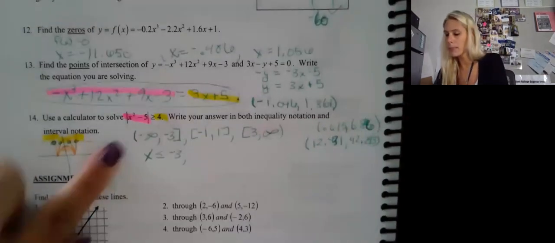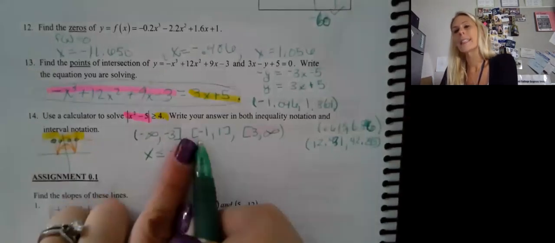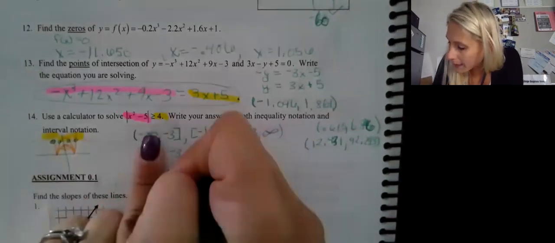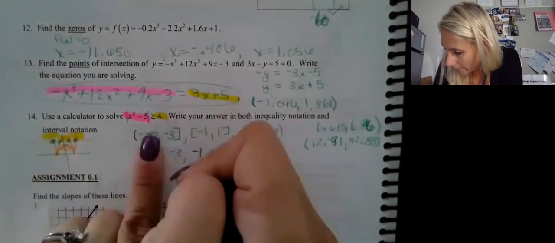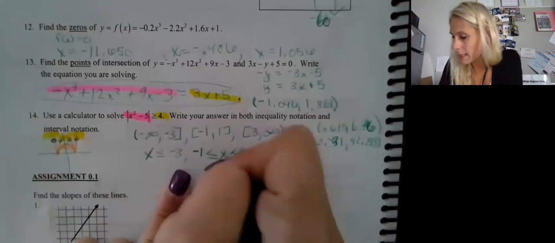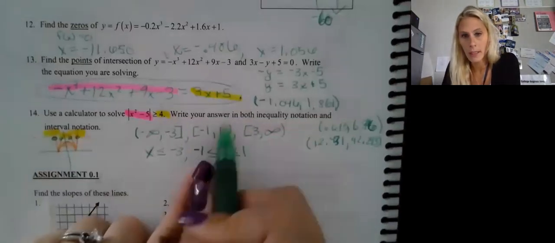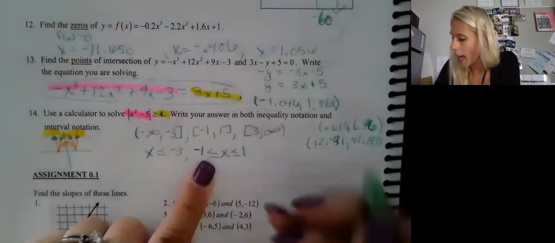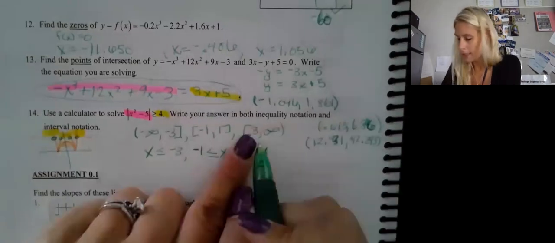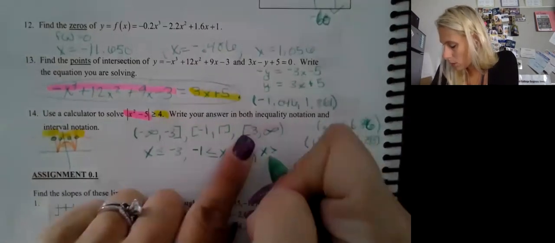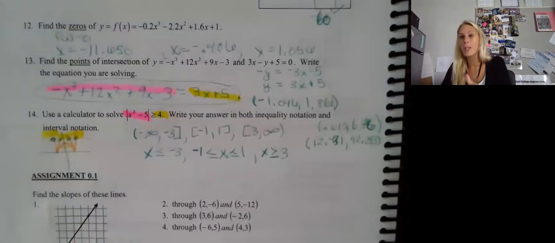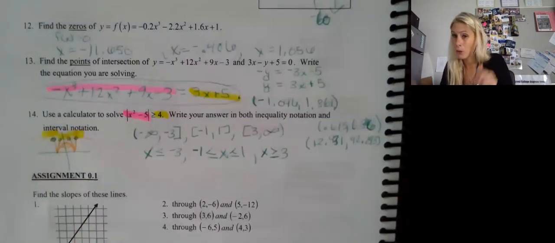Okay? Now this middle interval, what we're saying is that x can be what? X can be in between these two. So x can be between -1 and 1. Now again, it's equal to, okay, because of the brackets, because it's equal to. And the last one, x, in this case, is greater than or equal to 3. And you just did interval notation and inequality notation. Be ready to do both, okay?